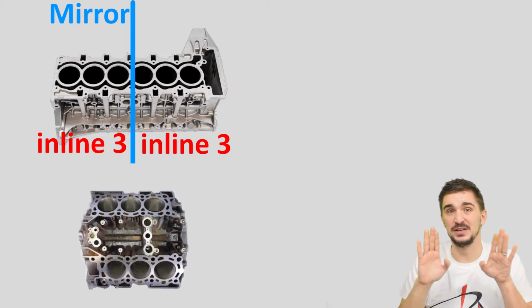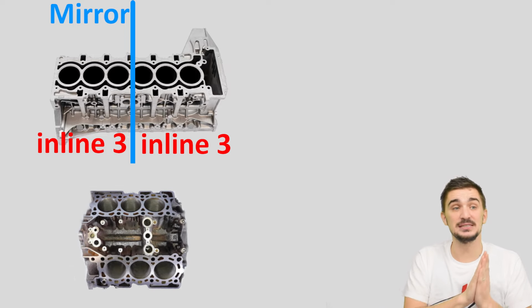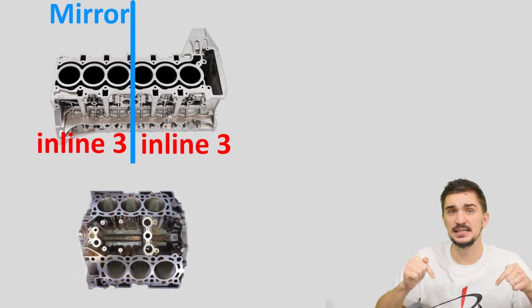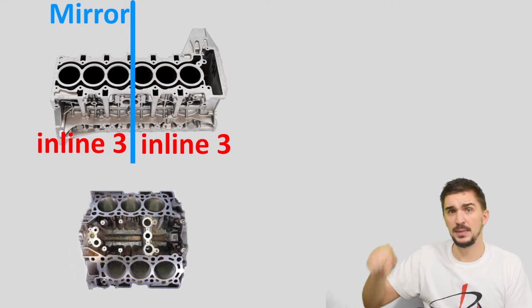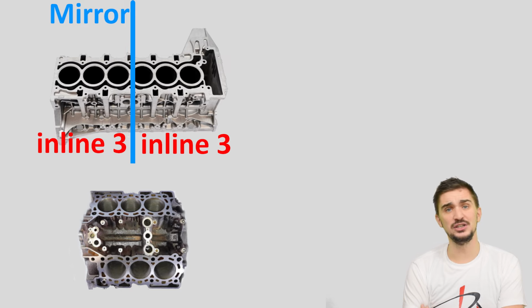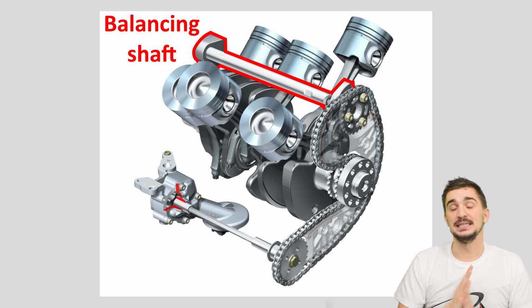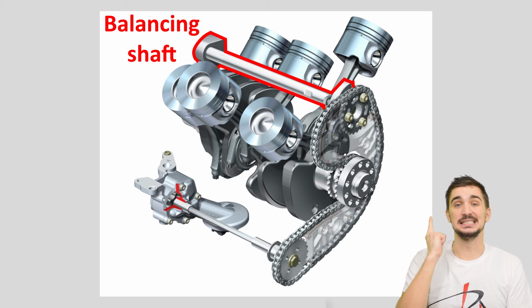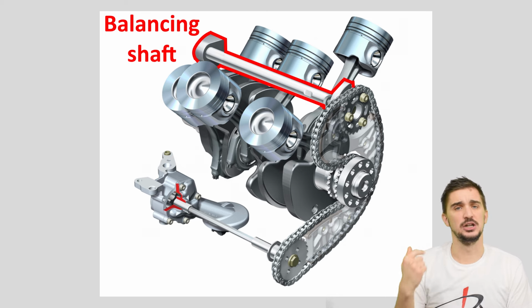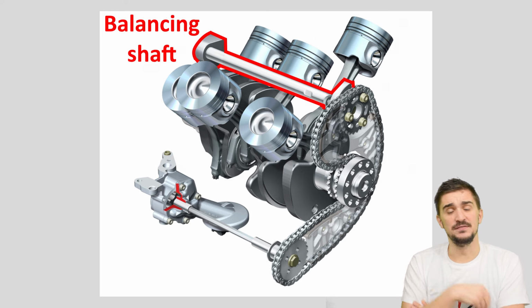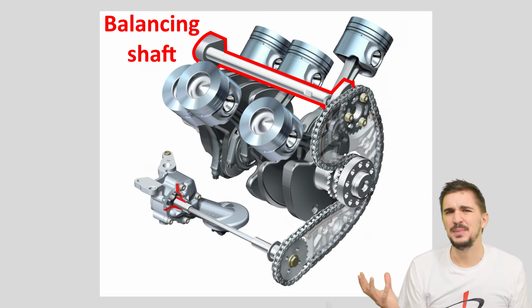There's no mirroring of inline 3s. Instead, the inline 3s are in opposing banks, which means that each bank of the V6 actually has the primary imbalance of an inline 3-cylinder engine. How do we fix it? Balancing shafts, of course, because we're fixing a primary imbalance. We need a single shaft rotating at the speed of the crankshaft, and you can often find balancing shafts like this in the V6 engine, but we don't like balancing shafts.